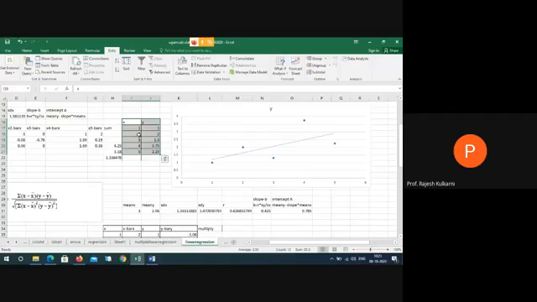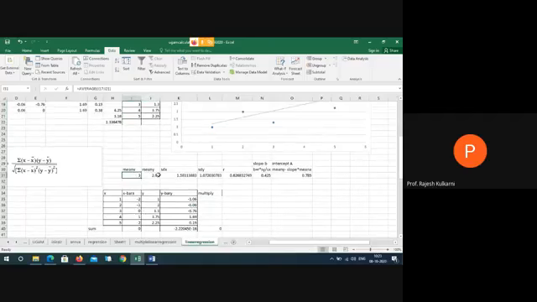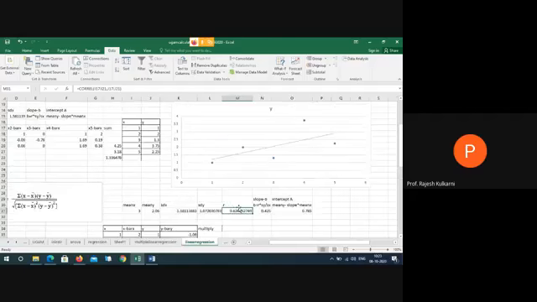Now, if you remember, using this x series and y series values, we had calculated the mean, standard deviation, then the correlation coefficient. After finding the correlation coefficient, we had found the slope and intercept. The slope was b and the intercept was a.